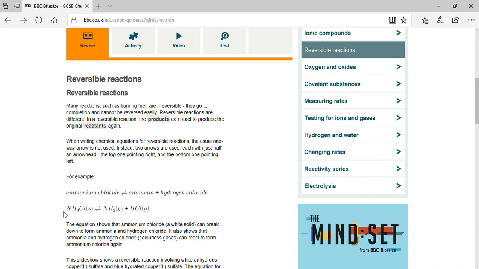So again, a reaction is there. NH4Cl gives you NH3 plus HCl. But on the other hand, if you combine NH3 plus HCl, that is, ammonia plus hydrochloric acid, then again you will get NH4Cl. Now you understand? Great.